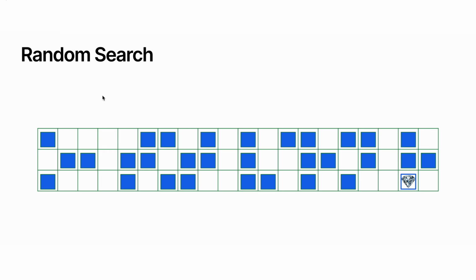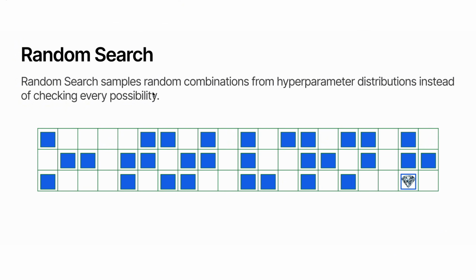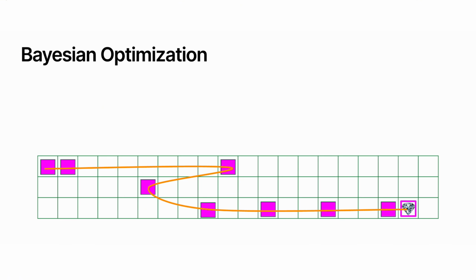The next one is the random search, and the random search samples random combinations from hyperparameter distributions instead of checking every possibility. So it will go randomly and check the combinations until it arrives at the optimal parameter. So this takes less time than the grid search. However, this doesn't really have a pattern of searching through the parameters because it is very random. That is why we have the third one, which is Bayesian optimization.